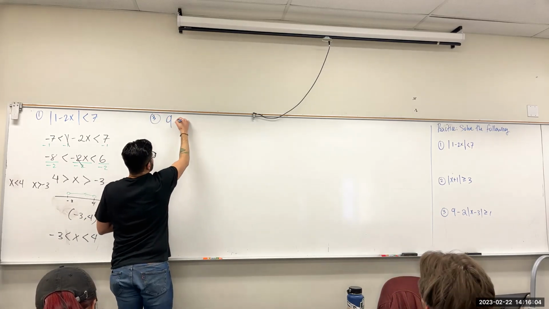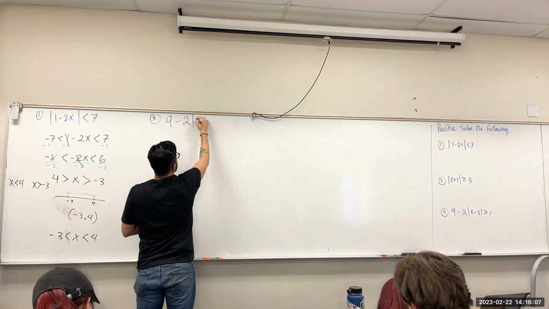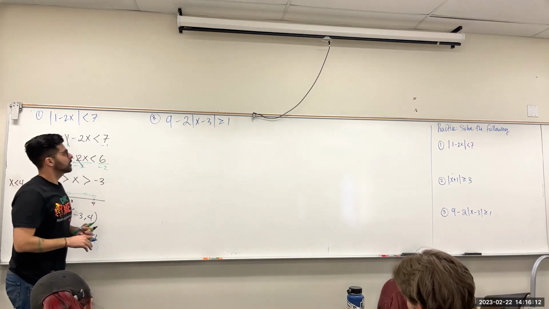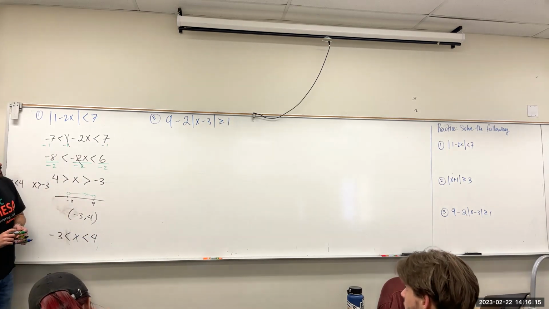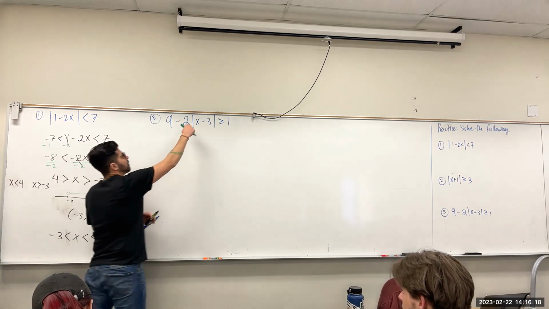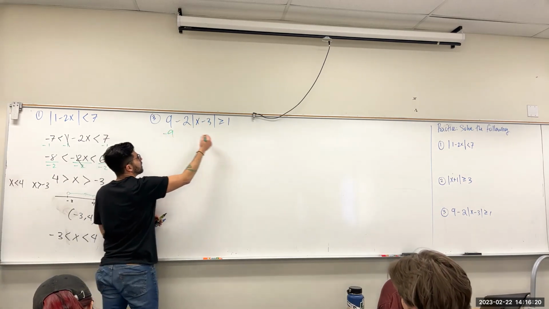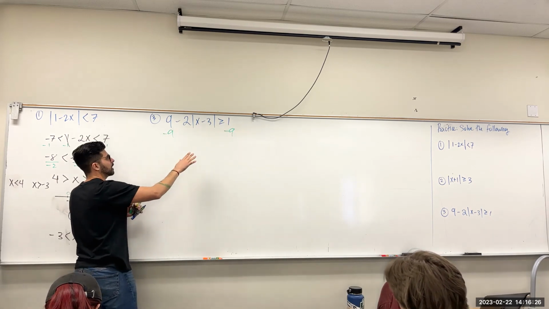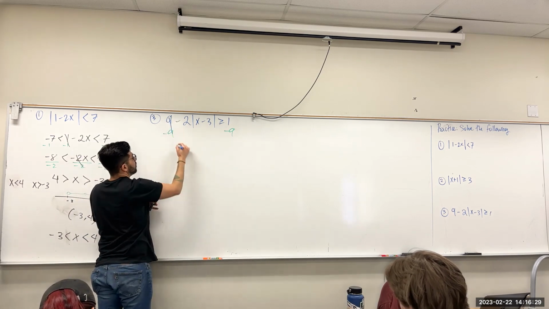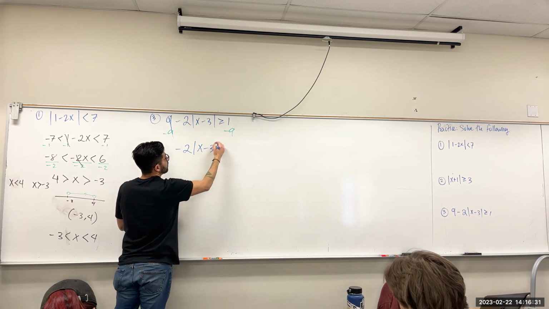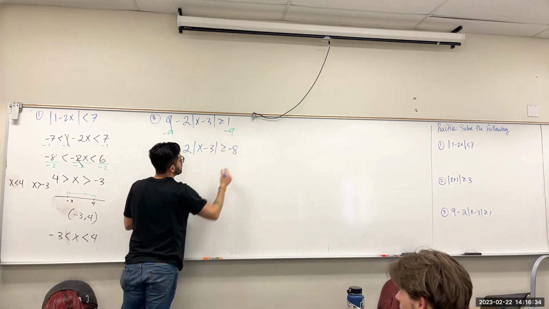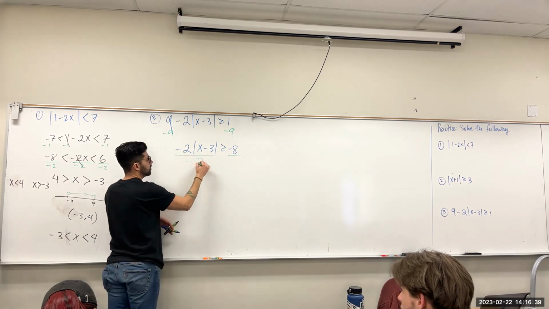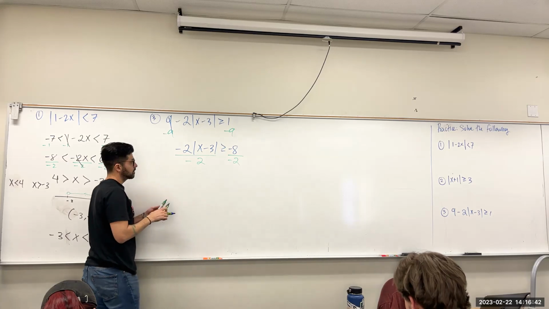Let's see, 9 minus 2 absolute value of x minus 3 is greater than or equal to 1. What do we attack first? You're trying to get the absolute value expression isolated, so minus the 9. Do I flip the inequality? No, I'm not dividing or multiplying, I'm just subtracting. These go away. That's -8. And then you divide by negative, so you have to flip the inequality, correct?